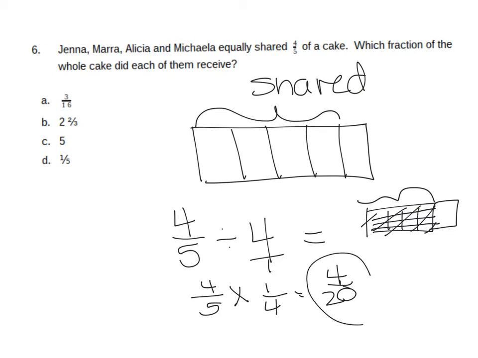So each person is going to get 4/20 of a piece of cake. And again, I look and I don't see 4/20, so I'm going to try to simplify and see if I can get one of those answers. So 4 divided by 4 is 1, and 20 divided by 4 is 5. Do I see 1/5 there? Yes, I do. D is the correct answer.